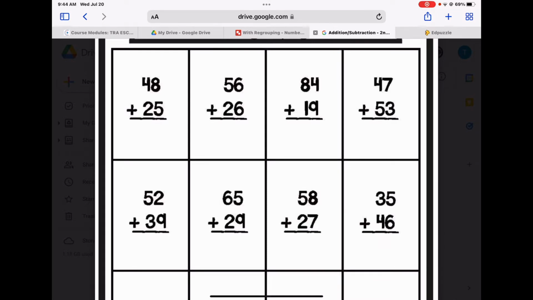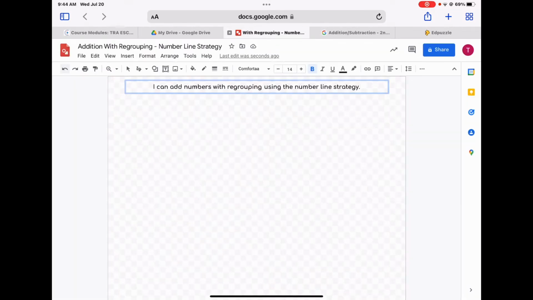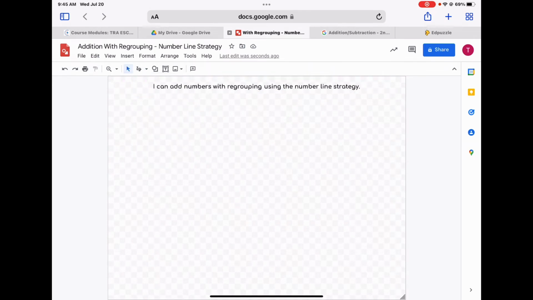I'll pick a few. So we'll do 48 plus 25. Whenever we have our number line, sometimes it's not always provided for us. So you can draw your very own. That's what Miss K does normally.